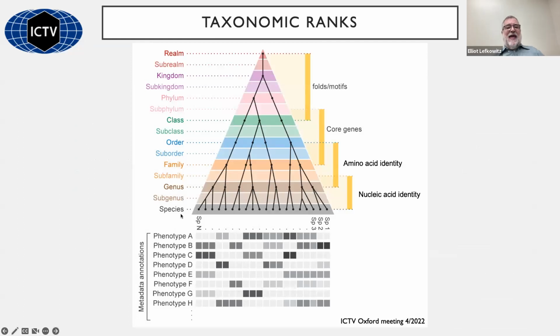Okay, these are the different ranks that the ICTV uses for its classification. You can see there are seven major ranks with sub-ranks as well. We start at the level of species. Individual viruses are classified according to common properties into species. Those species that have common properties are classified into the same genus, and there are multiple genera. Then you go on up to families, orders, class, phylum, kingdom, and realm.